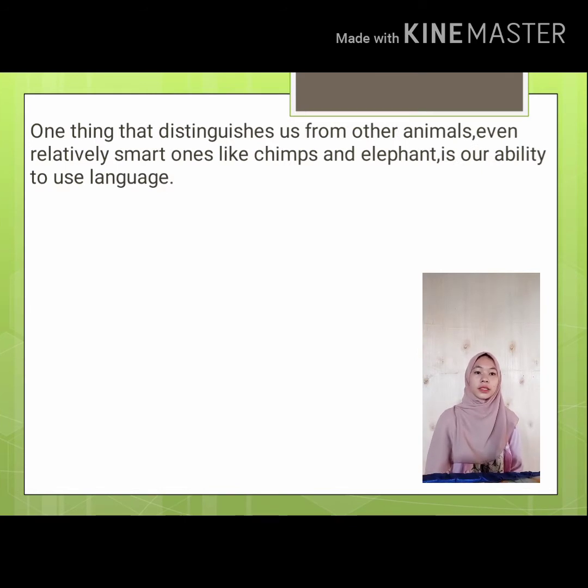One thing that distinguishes us from other animals, even relatively smart ones like chimps and elephants, is our ability to use language. Language plays an important role in how we think about abstract notions, or at the very least, language appears to be structured in such a way that it is used to express abstract notions.